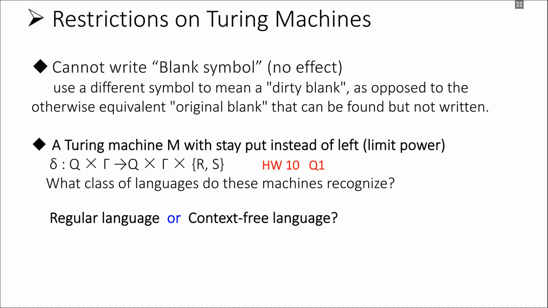Now for the homework question, a Turing machine M with stay put instead of left cannot recognize the same class of languages as ordinary Turing machines. What class of languages can this kind of machine recognize then? In class, we only talked about two classes of languages that are below Turing recognizable languages in the hierarchy. So here is a big hint for you. Do you think they recognize regular languages or context-free languages?